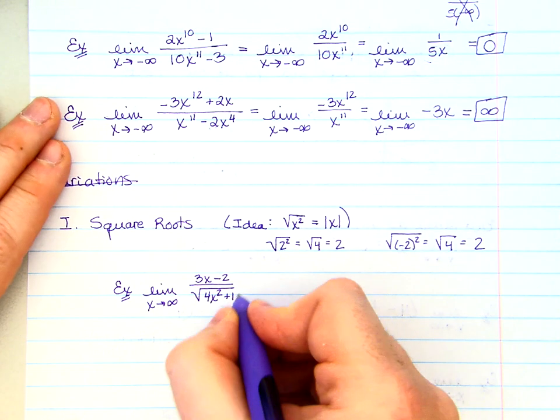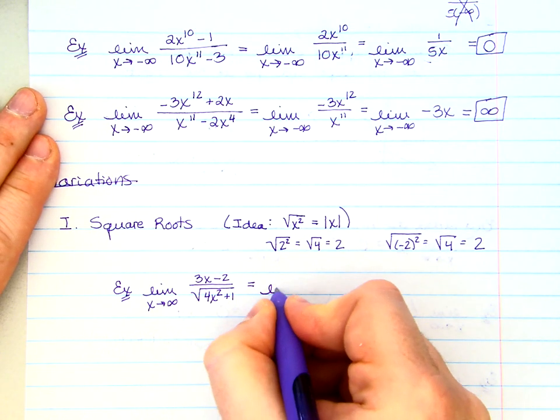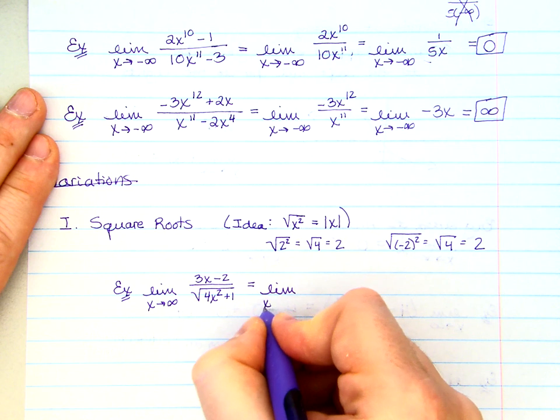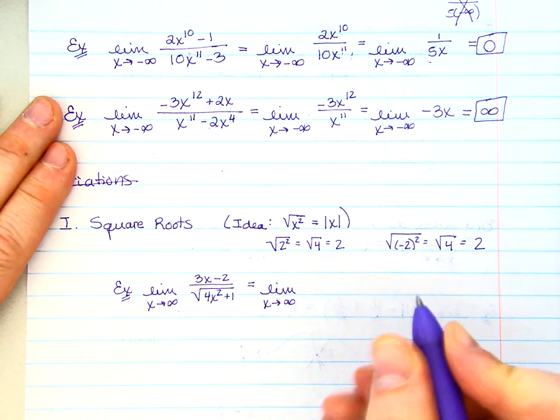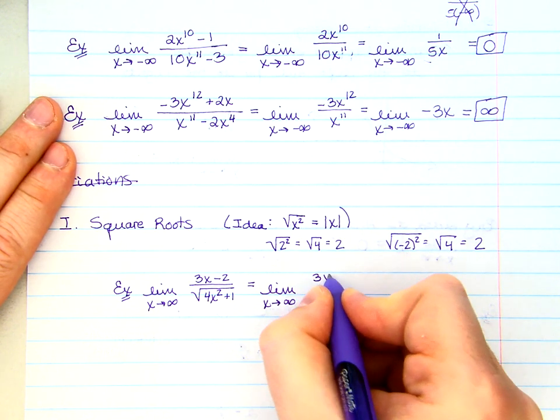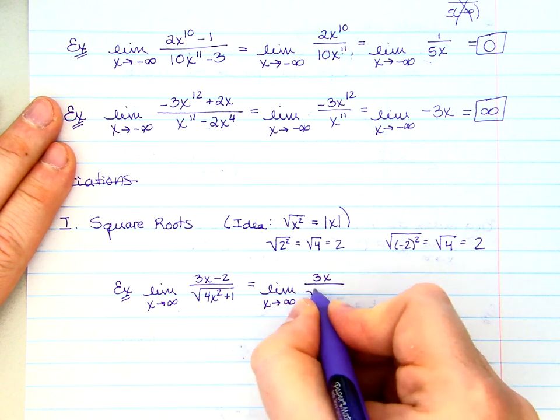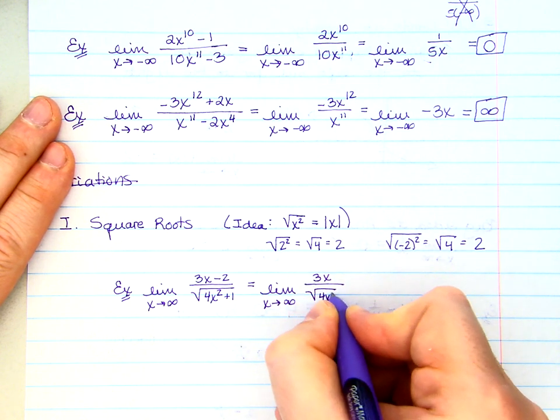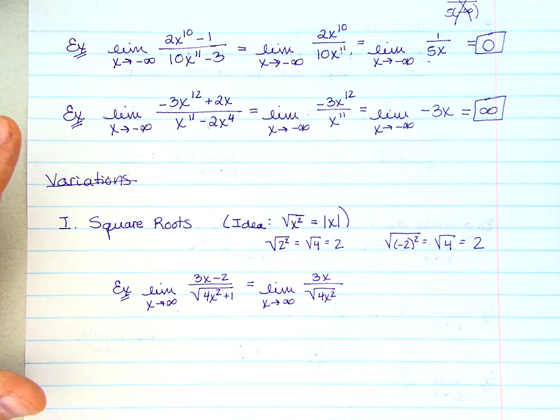I'm going to do the same thing I have been doing, and I'm going to look at the limit of the ratio of the leading terms. I'm going to say the limit as x approaches infinity of 3x over the square root of 4x squared. That's going to be my first step.